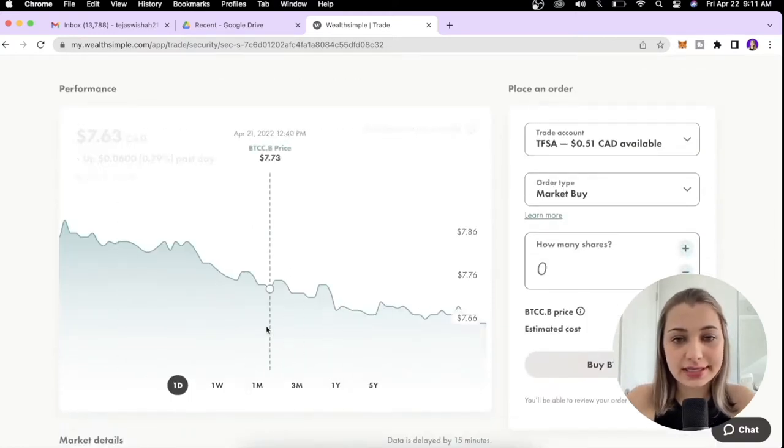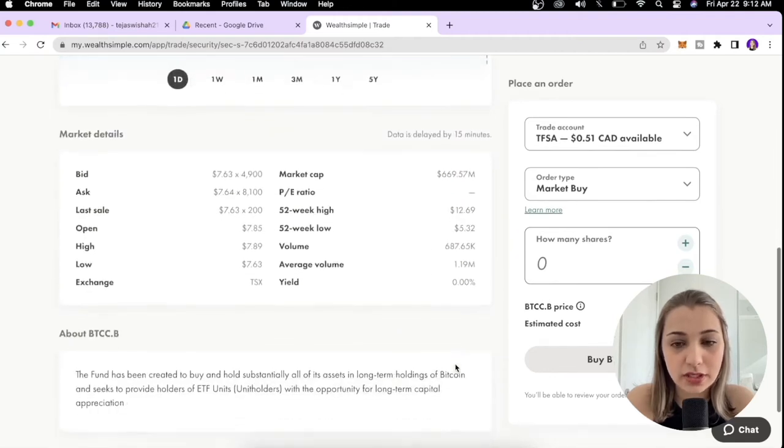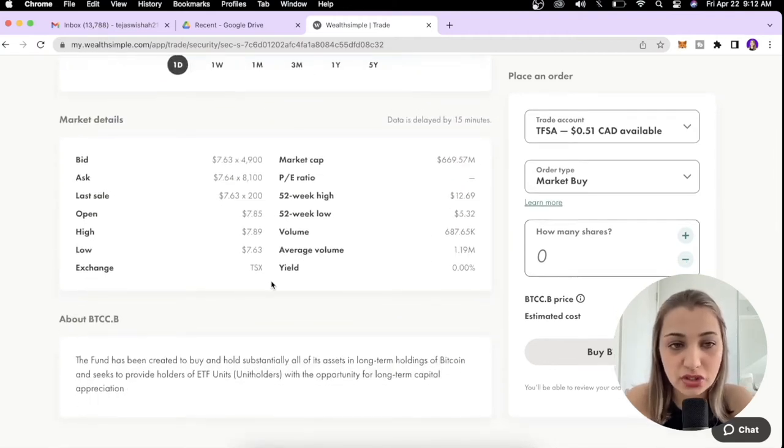Over here, you can see the performance and the price chart, and when you scroll through it, you'll have a bit more information about the bid price, the ask price, the last sale, the open, the high, the low, and the exchange. It's on the Toronto Stock Exchange. You can also see the market cap, the 52-week high, the 52-week low, the volume, the average volume, and the returns.